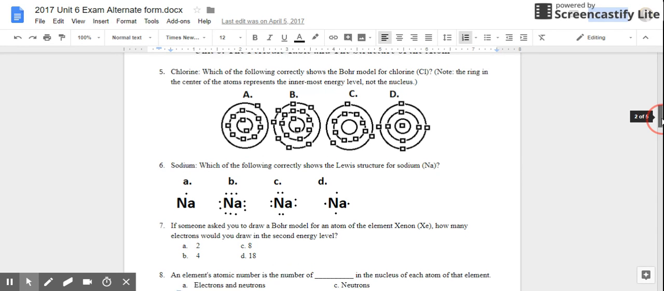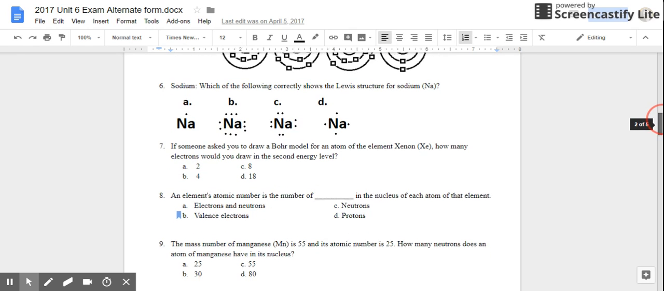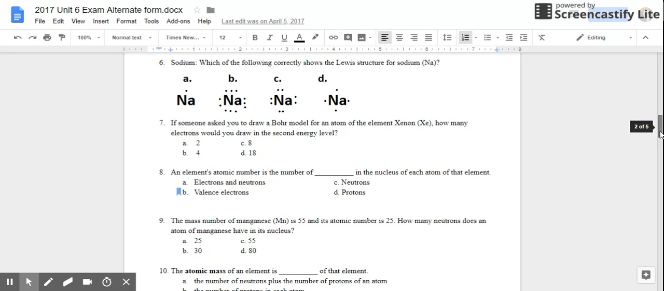Question 6. Sodium. Which of the following correctly shows the Lewis structure for sodium, which is Na or number 11 on the periodic table? Question 7. If someone asked you to draw a Bohr model for an atom of the element xenon, Xe, how many electrons would you draw in the second energy level? A, 2; B, 4; C, 8; D, 18.